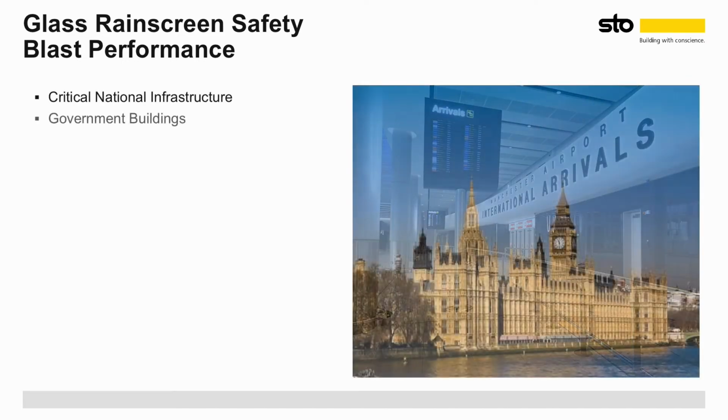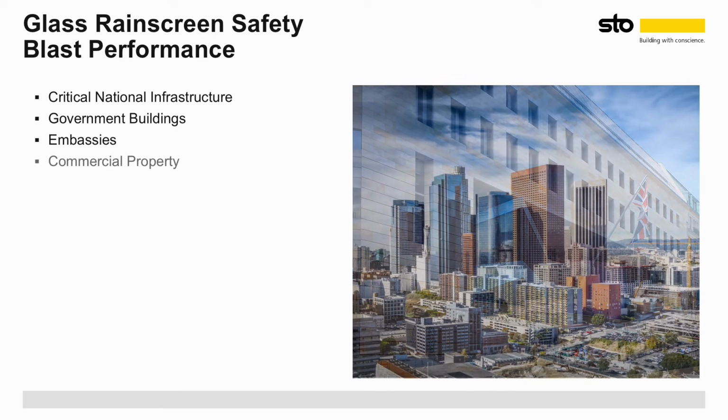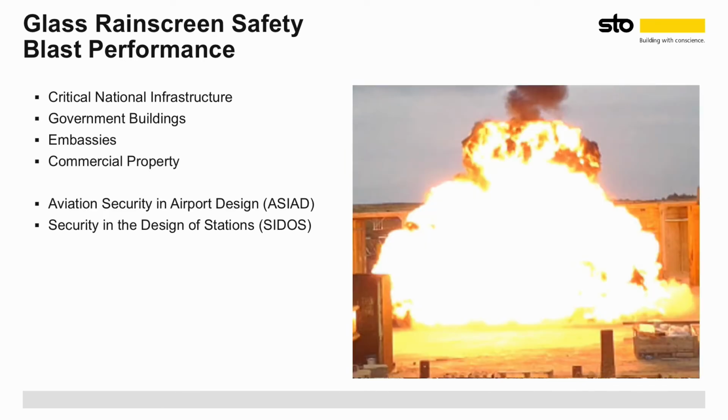Each country and sector has one or more departments responsible for the protective security of critical assets. For example, critical national infrastructure, government buildings, embassies, and commercial property. SIDOS, security in the design of stations, and ASIAD, aviation security in airport development are part of a safety program implemented and administered by the Department of Transport, DOT, and CPNI, the Centre for the Protection of National Infrastructure.